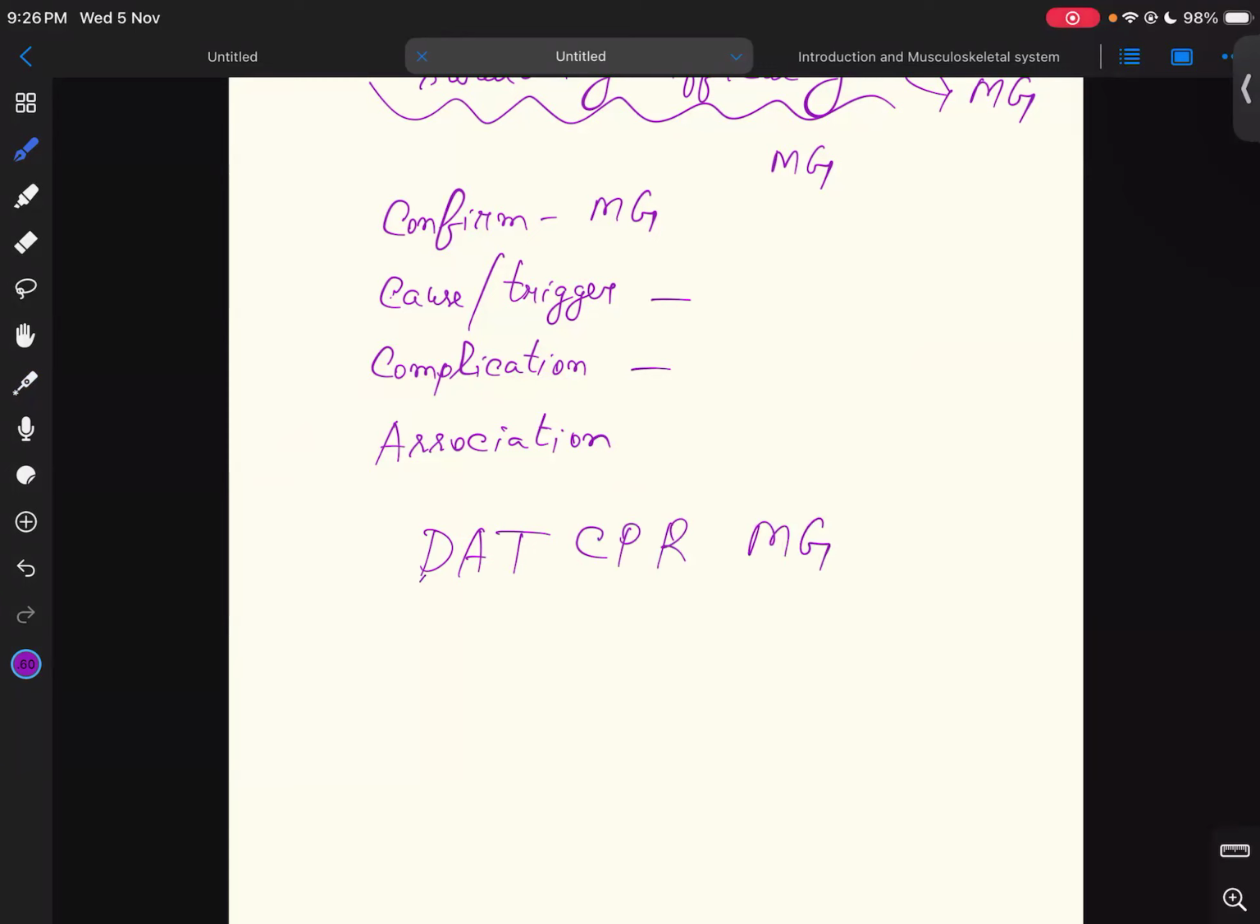Here D goes for diabetes, A goes for Addison's, T goes for thyroid, C goes for celiac disease, P goes for pernicious anemia, R goes for rheumatoid arthritis, M for myasthenia gravis, and V goes for vitiligo. So from the history, we have to ask about the symptoms of diabetes, Addison's, thyroid, celiac, pernicious anemia, and rheumatoid arthritis. All these we have to rule out. This has to be done from the history first.